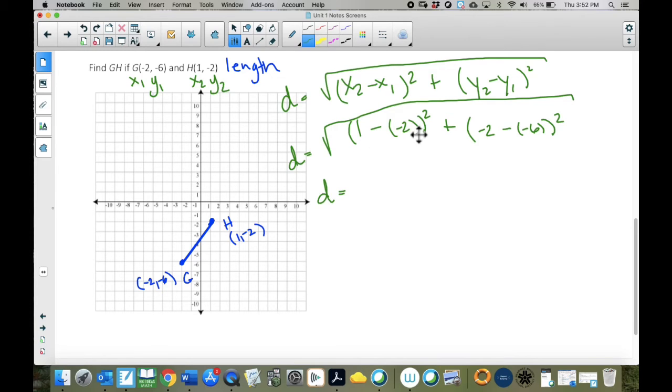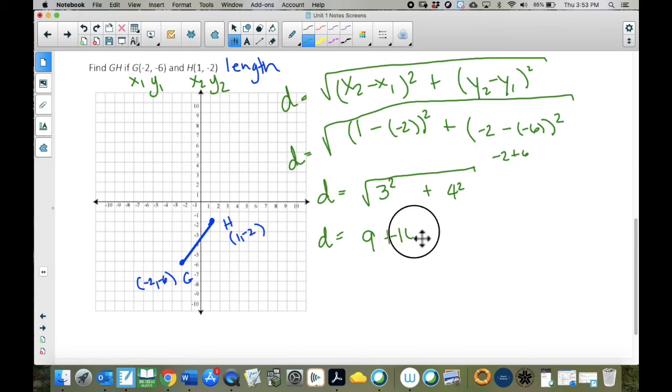1 minus negative 2 is 3, and negative 2 minus negative 6, that's like negative 2 plus 6, that's a positive 4. So I just simplified those. I still need to square them. So I'm going to square them and come up with 9 plus 16, which is 25. And if I go to my calculator and I take the square root of 25, I get 5. So the length of GH is equal to 5.